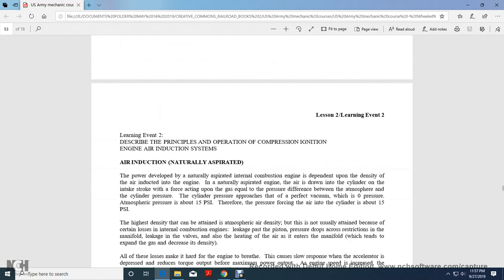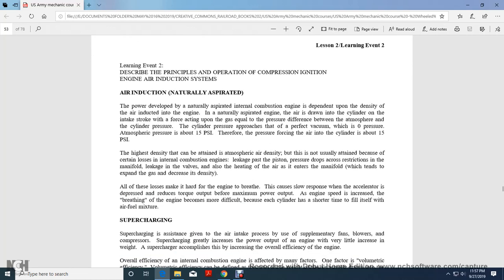Learning event number 2. Describe the principal operating compression ignition engine air induction system. Air induction, naturally aspirated.